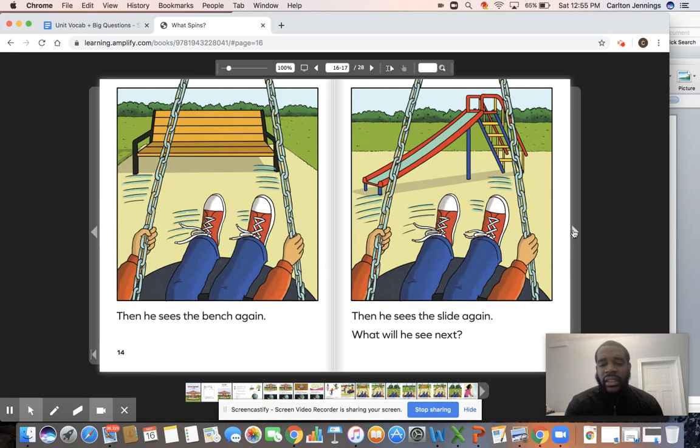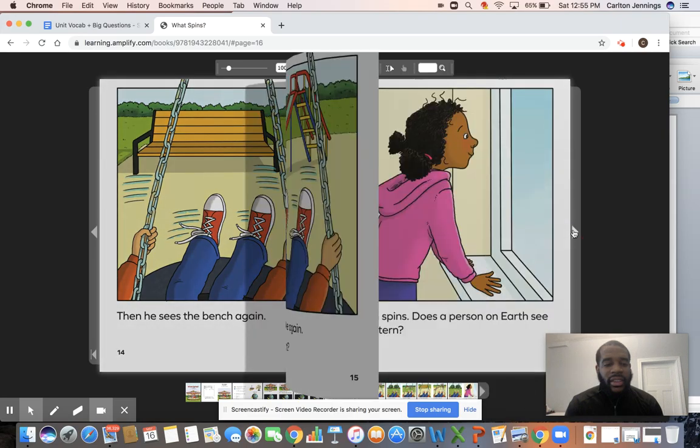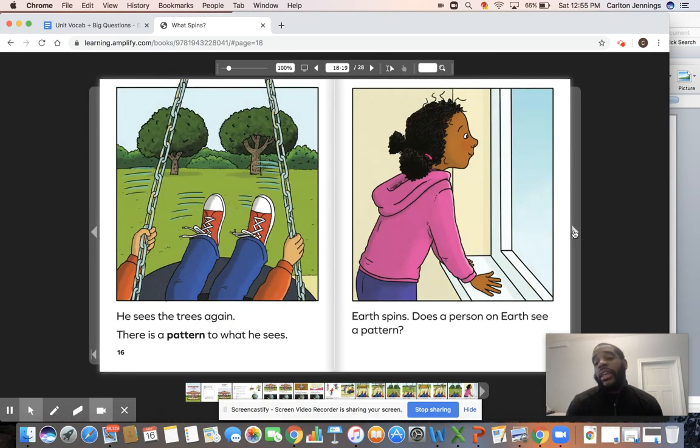What will he see next? Take a second. What do you think he'll see next? Let's see. He sees the trees again, because when you're spinning, you'll see those things over and over. It is a pattern. So as you spin all the way around, so everybody, if you get up, and I'm here, I can see you guys. If I spin all the way around and then come back, I'll see you guys again. So that's how the earth spins.